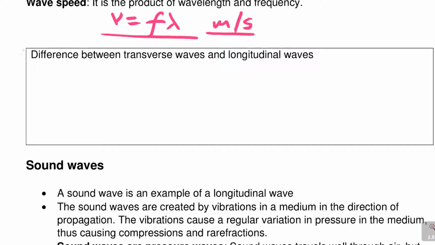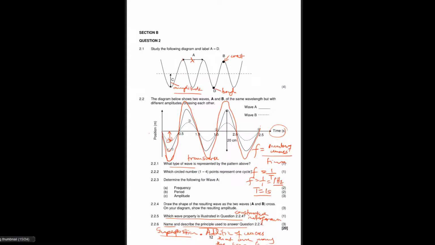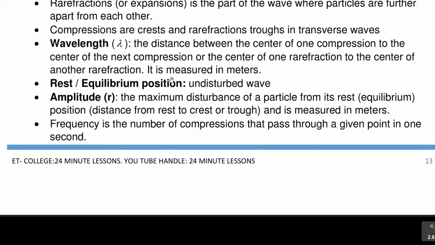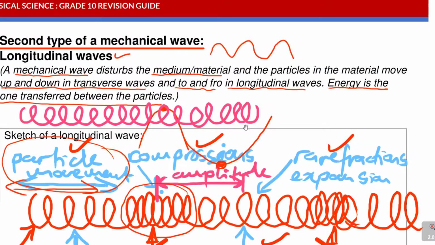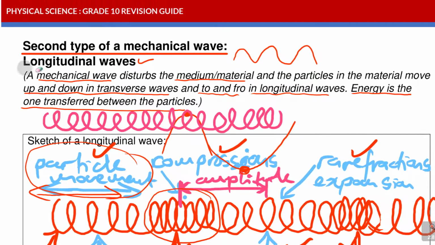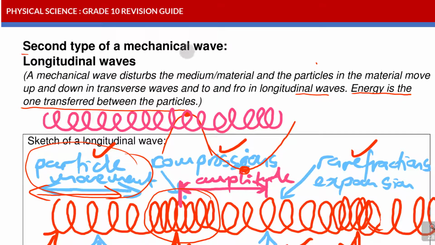Now, first of all is the similarity. In the similarities, we did mention, let me take you back here to say what is similar between a transverse and a longitudinal wave. You need to know the similarities. Number one, both of them are mechanical waves. That's what is similar.